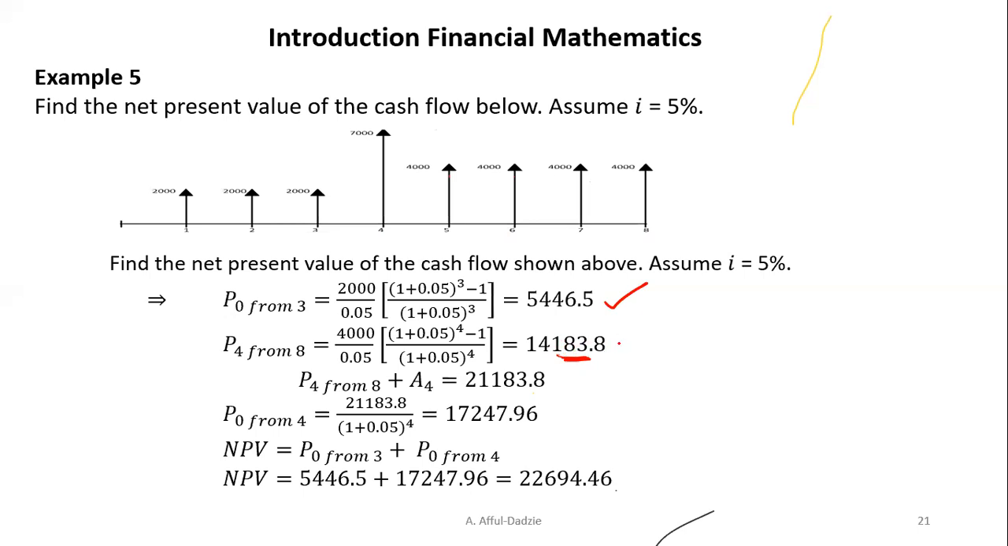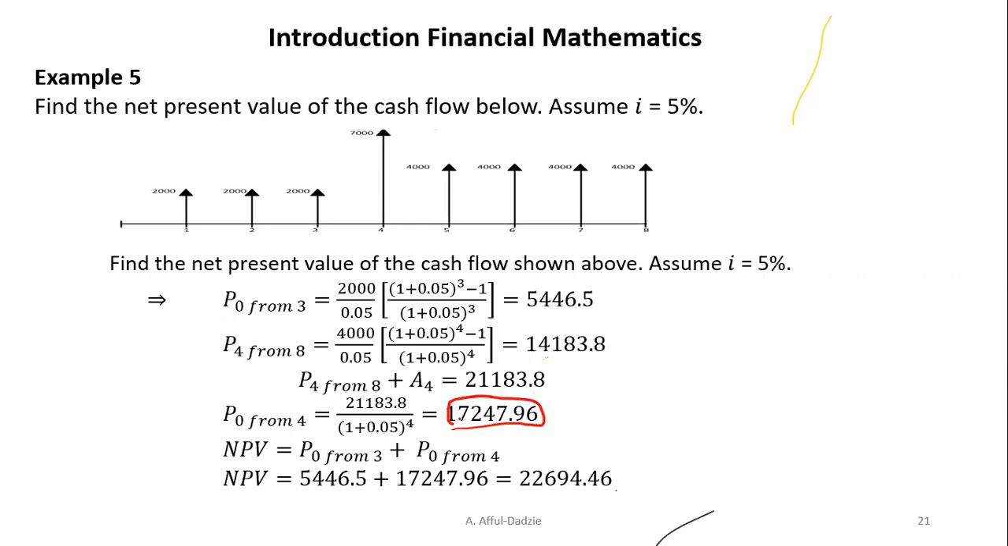Now we have 1418. But there is 7,000 here. So we add 7,000 to this value here, and we end up having 21,183.8. Then we take that single value at 21,183.8 and take it from year 4 to 0. So we'll now end up having this.